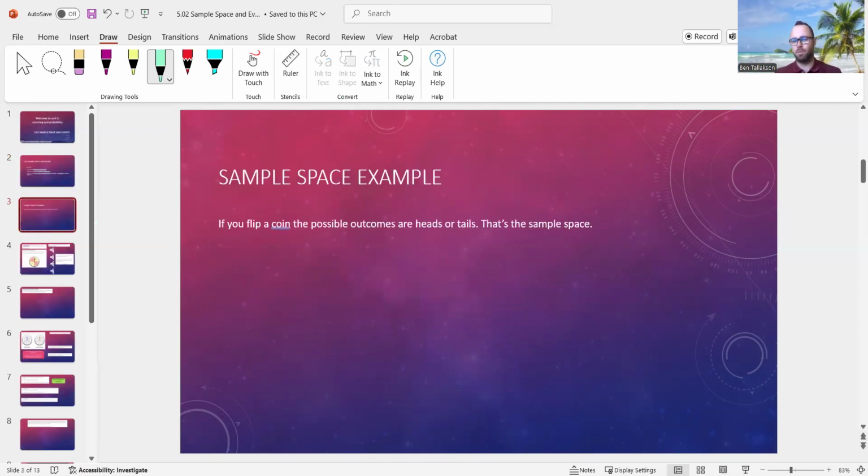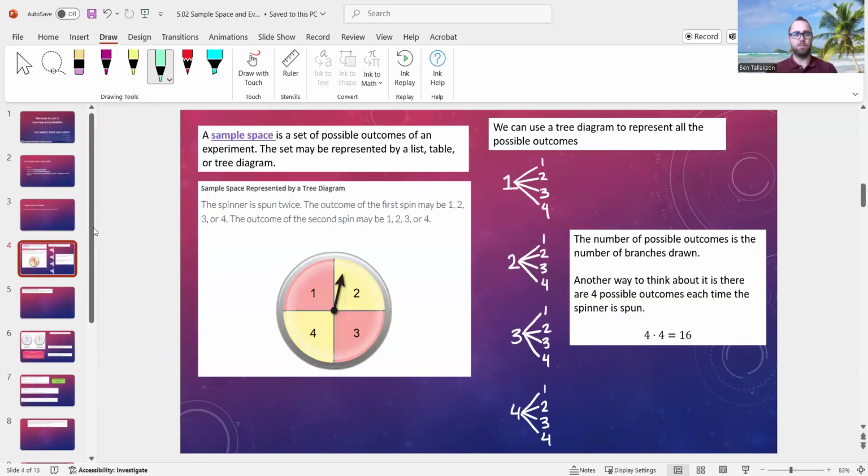So what is a sample space? This is the most basic example I could give you. If you flip a coin, the possible outcomes are heads or tails. That's a sample space. Simple, right? So the bottom line is a sample space is a set of possible outcomes of an experiment. So if you have a coin, like a quarter, let's say, you flip it, you can only get heads or tails. Those are the two possible outcomes, right? Of course, you could continue to flip that coin over and over, but those are still your only possible outcomes.